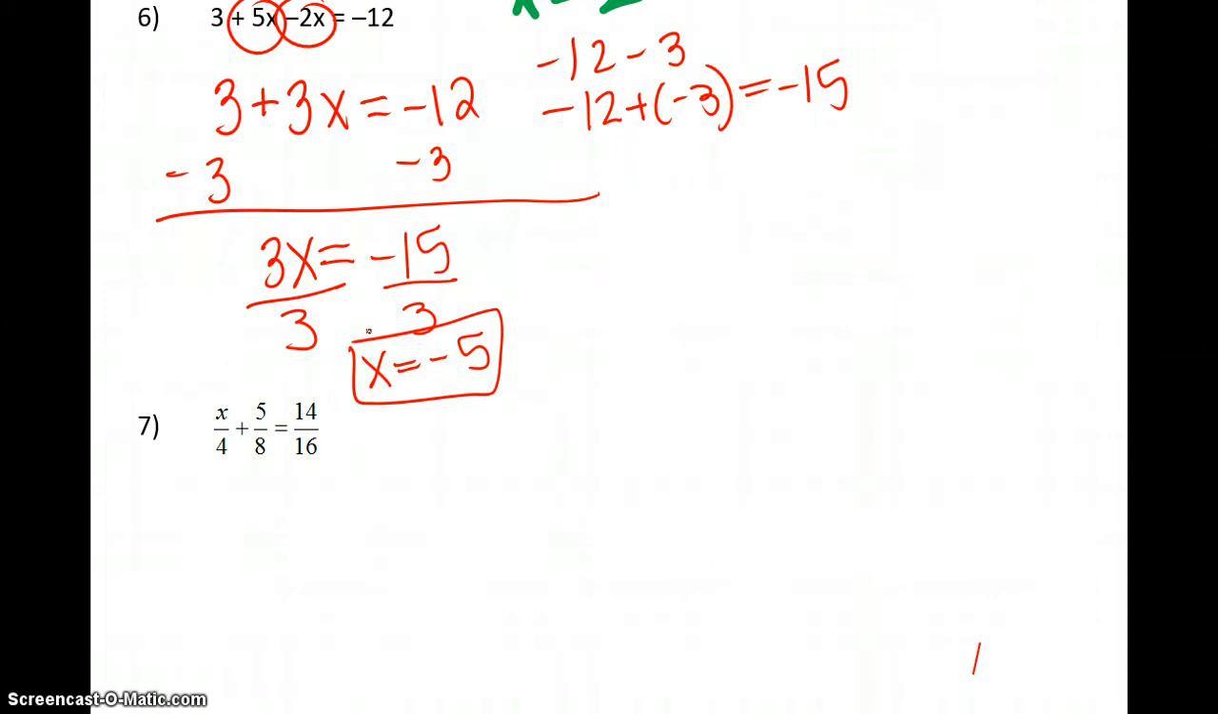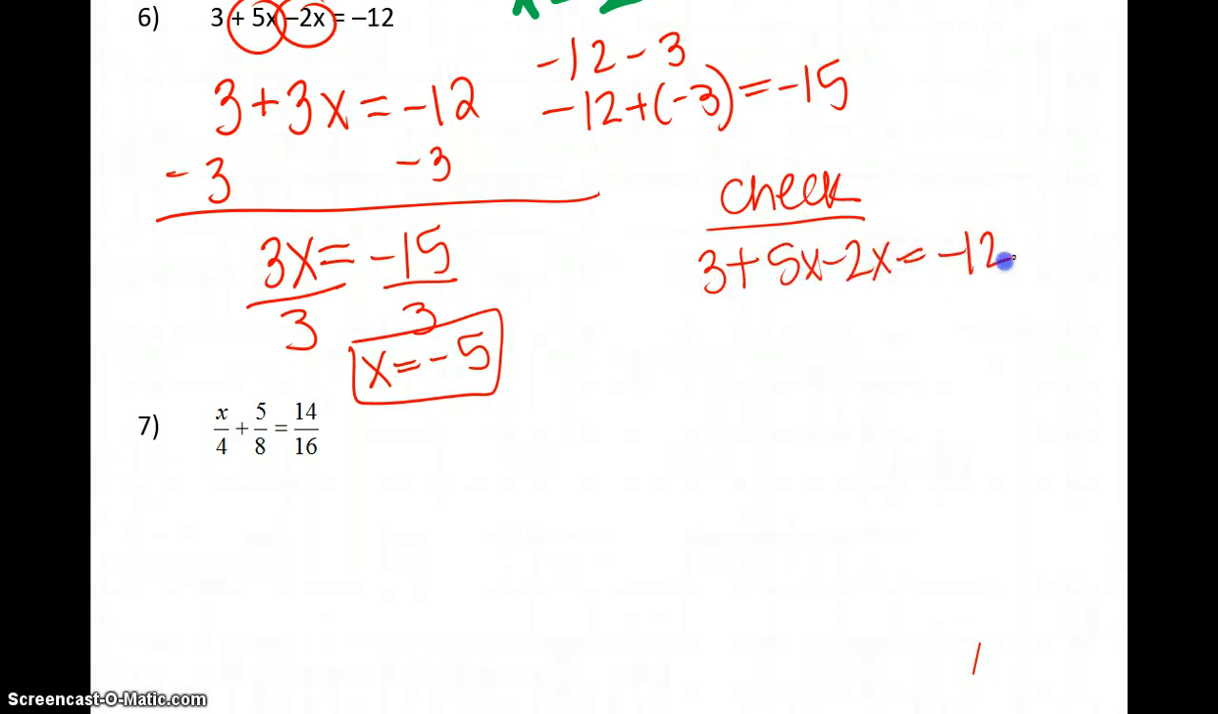Since I'm solving an equation, I need to have a check step. So my check is original problem, 3 plus 5x minus 2x equals negative 12. 3 plus 5 times negative 5, minus 2 times negative 5.